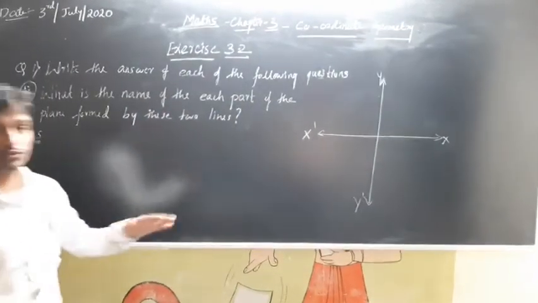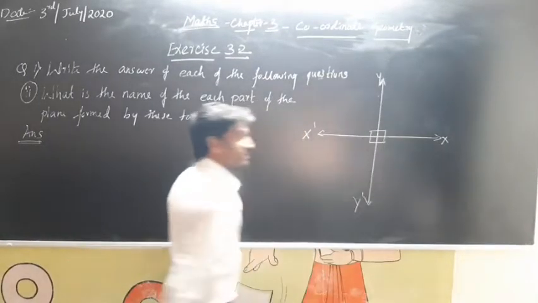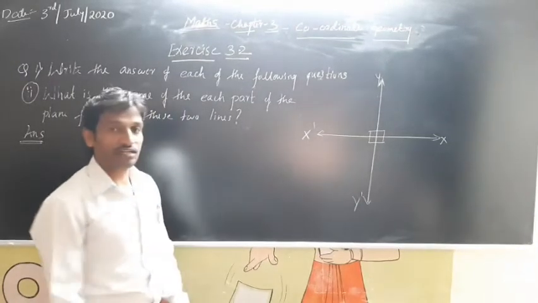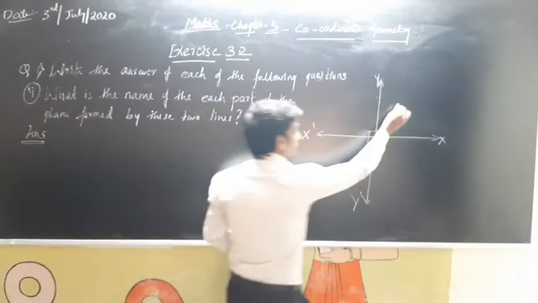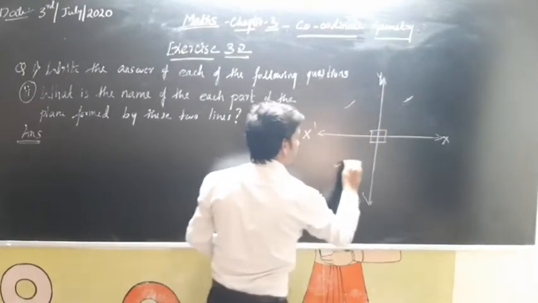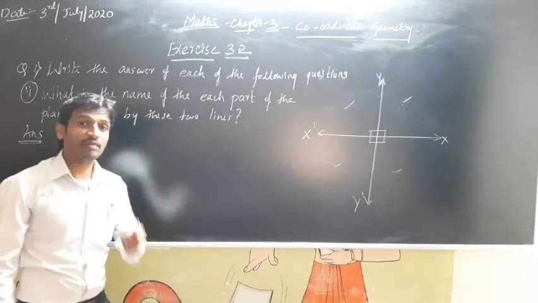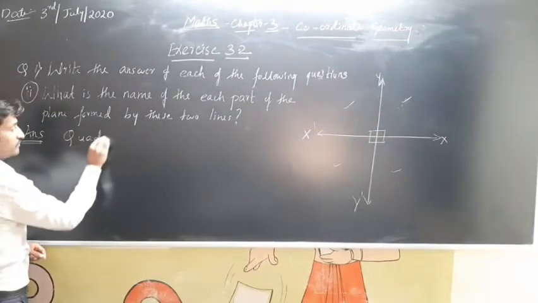Now when these two lines meet perpendicularly and they are bisecting each other, they will form four parts. Here is a Cartesian plane and a plane is being formed here, and these are known as planes. I am highlighting here, you can check it. These are known as what? Planes. But what is the name given for these planes here? The name given for them is quadrants. The answer for that is quadrants.